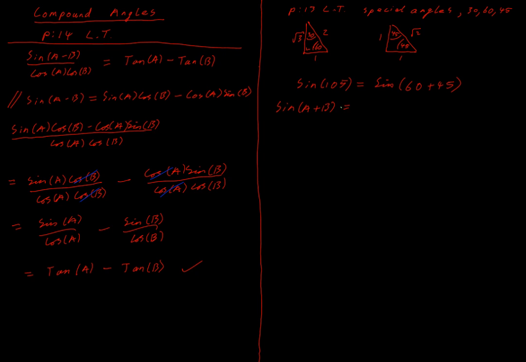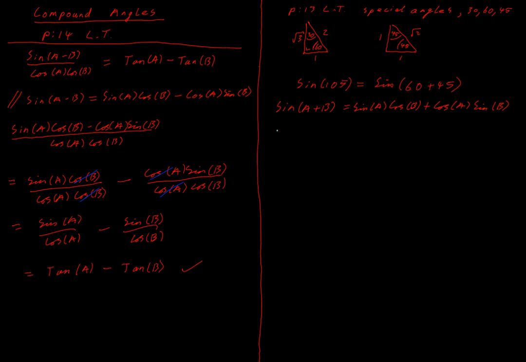The situation I've got now is equal to sine of A cos B plus cos of A sine B. And my A is going to be 60 and my B is going to be 45. Now, again, why have I broken this up into 60 and 45? Because on page 13 in the log tables, it gives you a table that gives you all of the solutions to sine, cos, and tan for our three special angles, as well as 90 and 180.